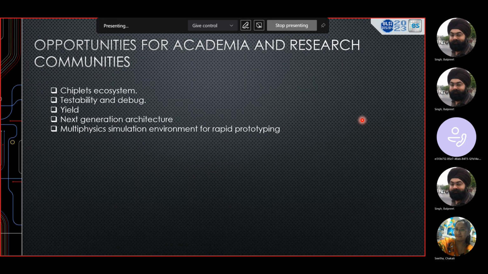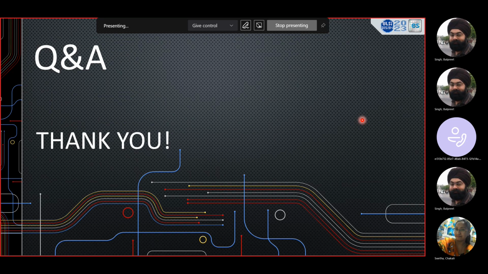The next generation architecture: can you really get the architectural benefit coming over here using the technology? That is a huge challenge. And the multi-physics simulation environment: how do I really simulate thermal, EM, and power delivery together in the same multi-physics engine suite? Today, we don't have a solution. We have point solutions from many EDA companies. Huge opportunities and challenges in front of us to go to the next level.